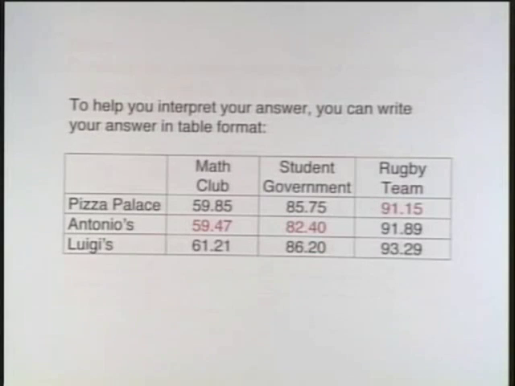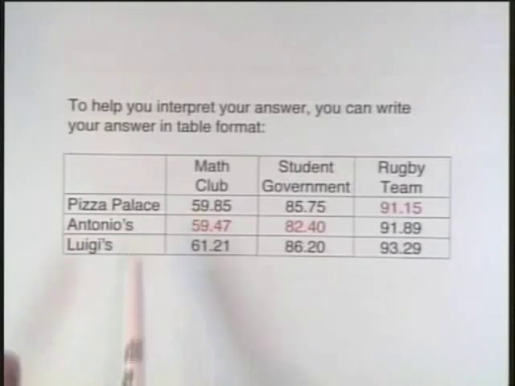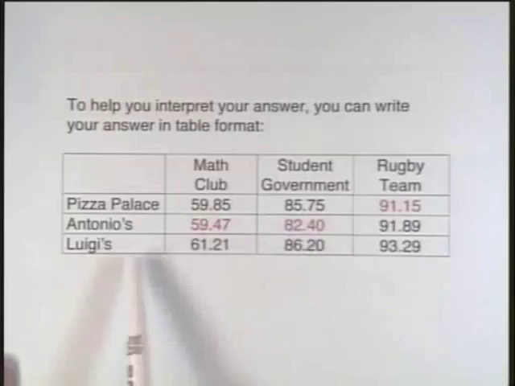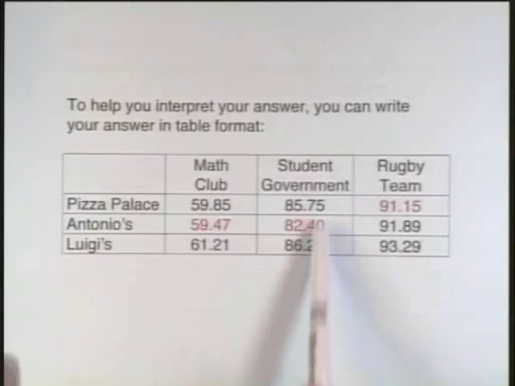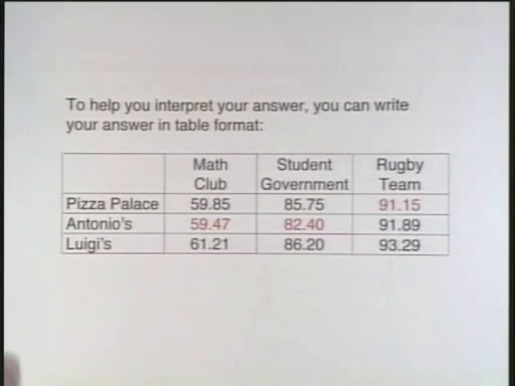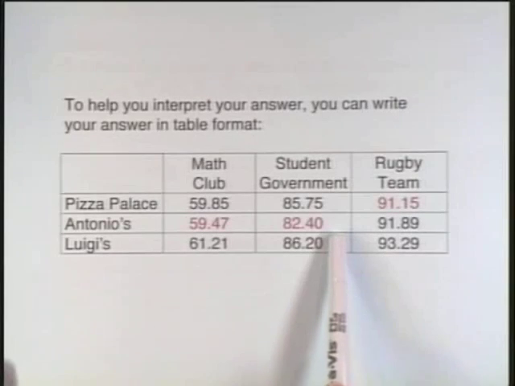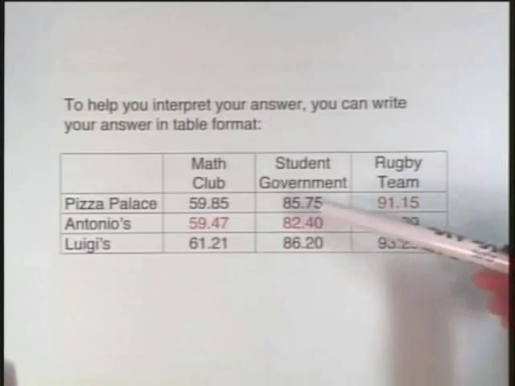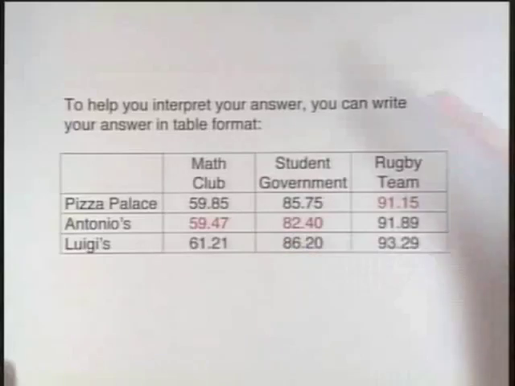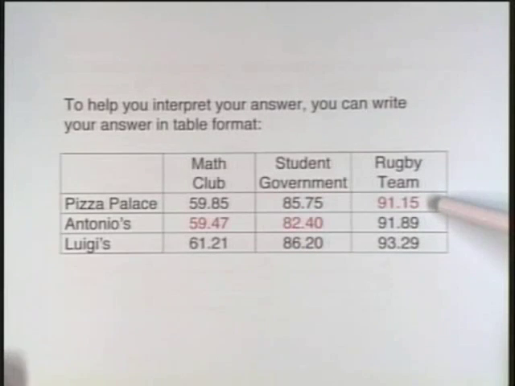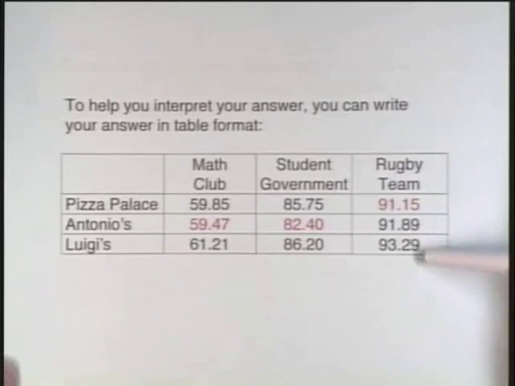To help you interpret your answer, you can write your answer in table format. Pizza Palace, Antonio's, and Luigi's are the row titles. The Math Club, Student Government, and the Rugby Team are the column titles. It is cheaper for the Math Club and the Student Government to eat at Antonio's if you compare the numbers in each column, but it is cheaper for the Rugby Team to eat at the Pizza Palace because $91.15 is the least amount in that column.